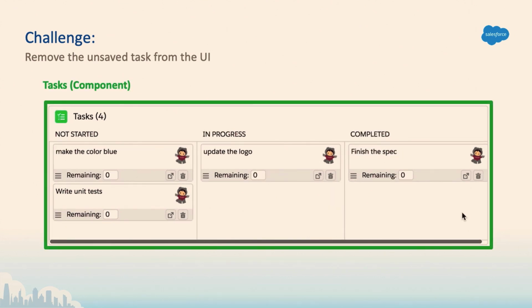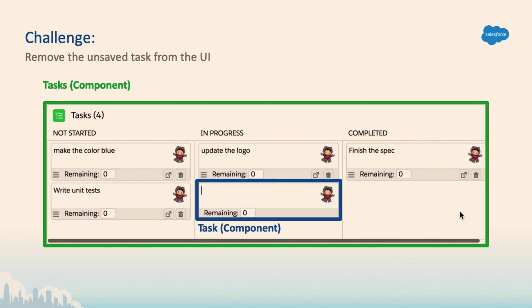To do this, there are a few moving pieces. We have a tasks component, which is the component at the outer layer. We have each individual task component. So the tasks component is comprised of these columns and then individual tasks.